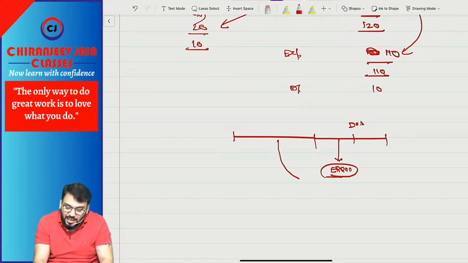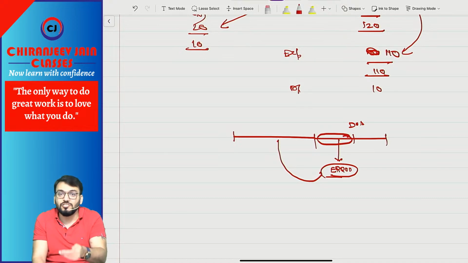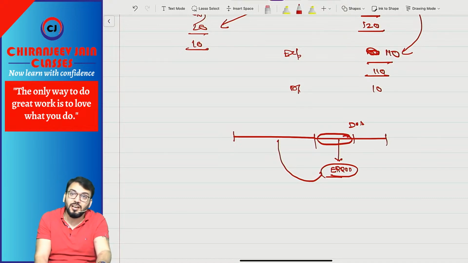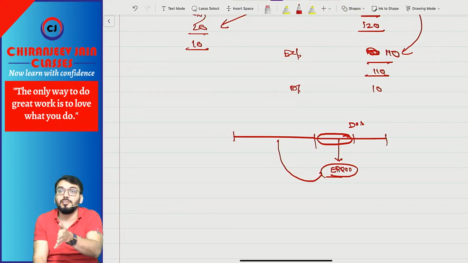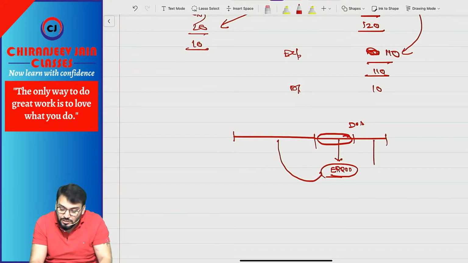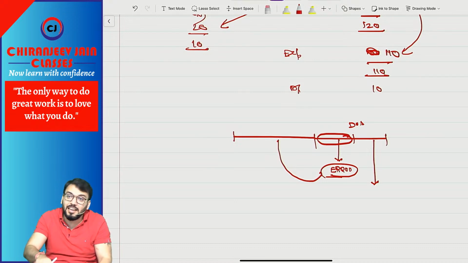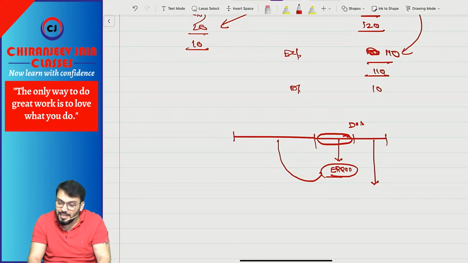Means an error of this year identified during this period is not an error. Why? Because it becomes an adjusting event which will be automatically adjusted. If you have not adjusted, then it becomes an error. But any error which is identified here becomes an error and it is covered under AS5.